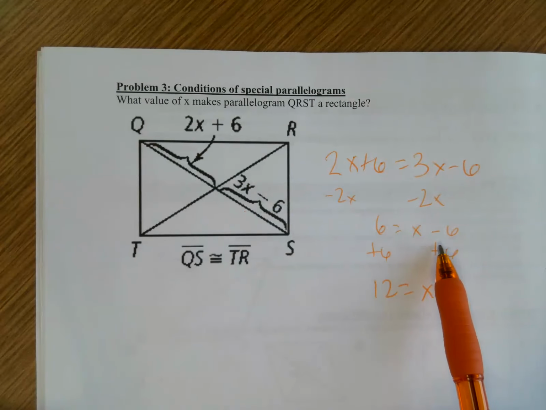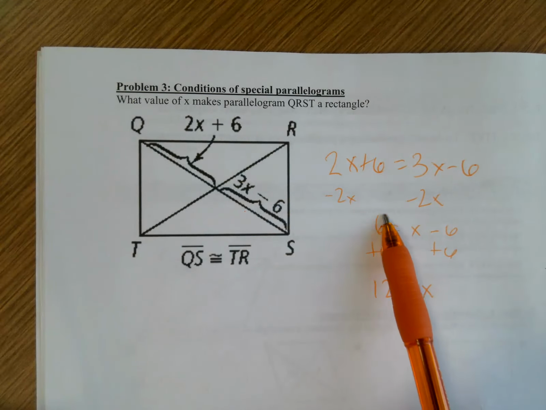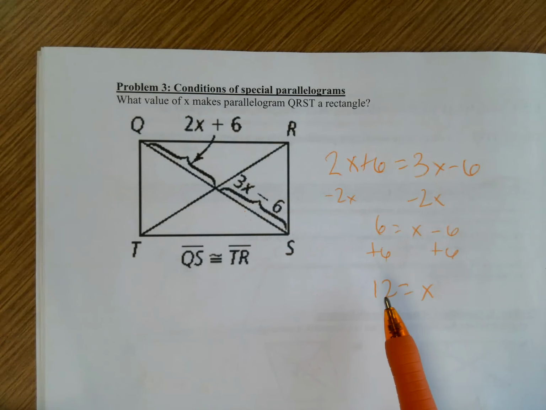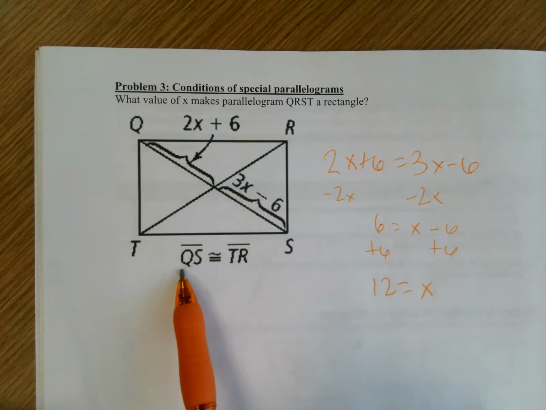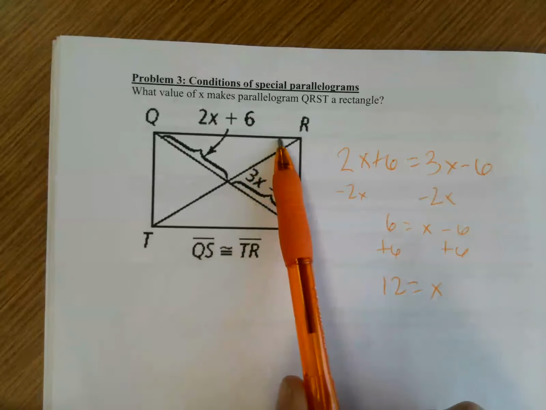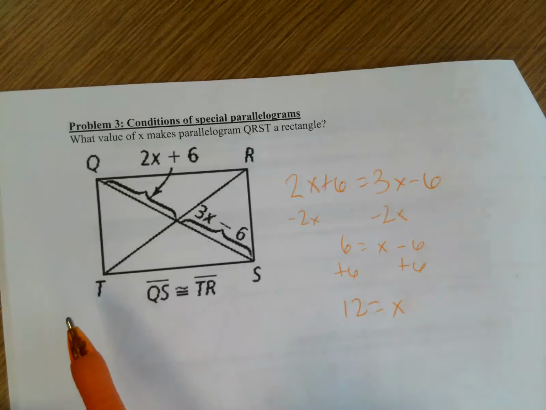Subtract my 2x and then add this 6 over. So 6 plus 6 is equal to 12. So if x is equal to 12, that means these two are the same. And it's telling us that QS and TR are congruent, making that a rectangle.